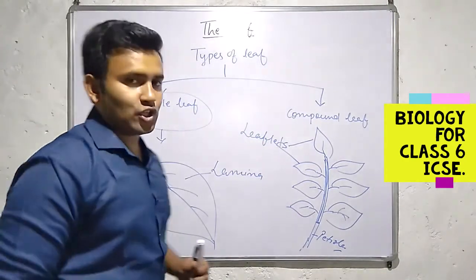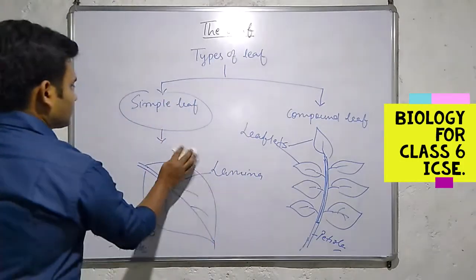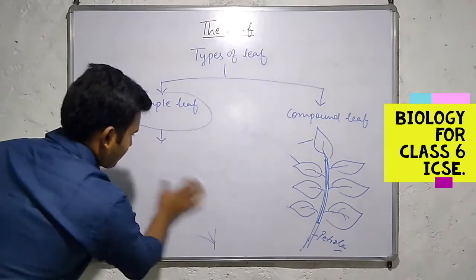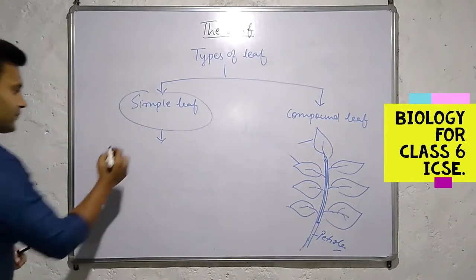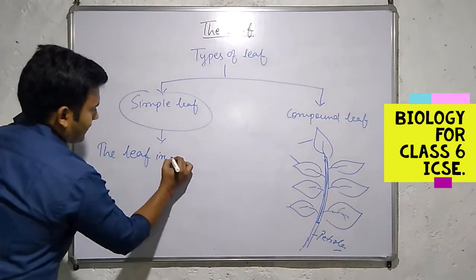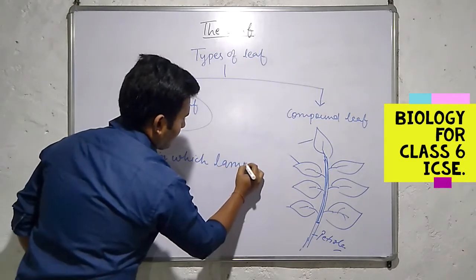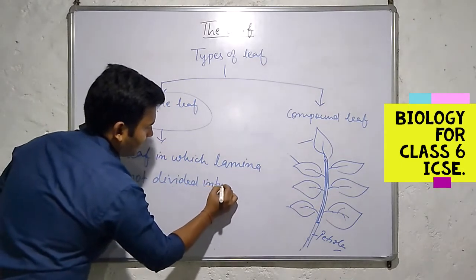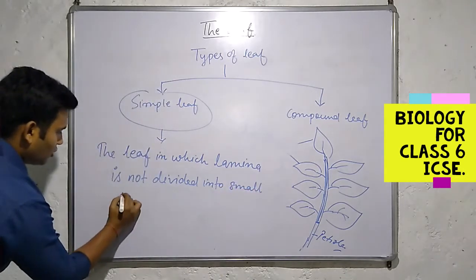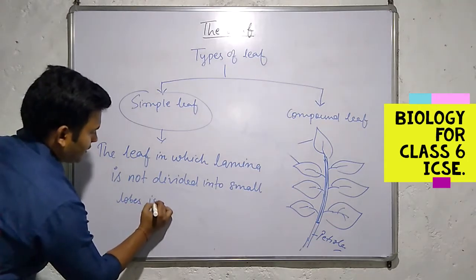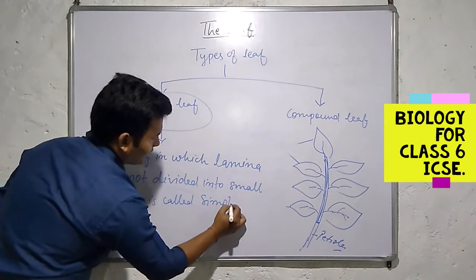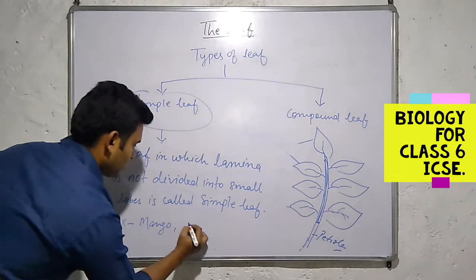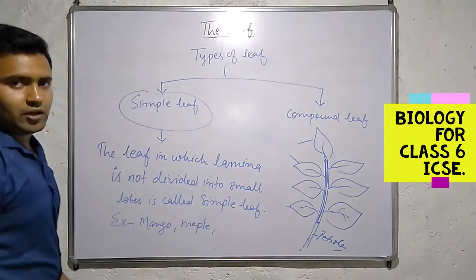So how will we write the definition of simple leaf and compound leaf? The leaf in which the lamina is not divided into small lobes is called simple leaf. Example, I told you, mango, then maple also. So many examples you can get.